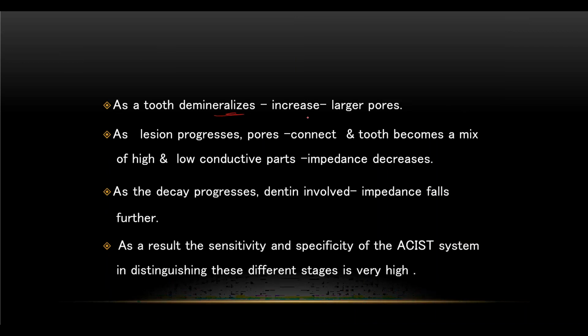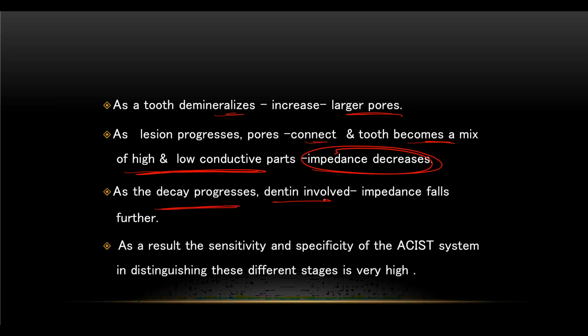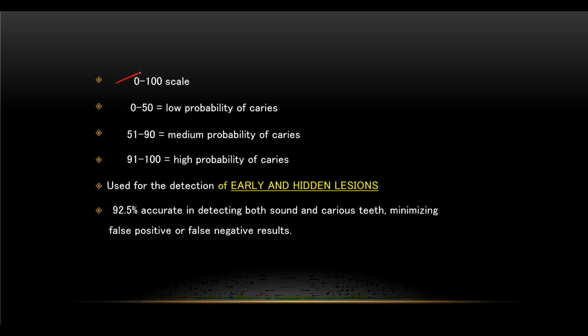As a tooth demineralizes, pores increase. These pores connect and the tooth becomes a mix of high and low conductive parts, and impedance decreases. As the decay progresses, dentine is involved, impedance further falls away. So the score also decreases. 0 to 100 scale is there. 0 to 50 is the low probability of caries. 51 to 90 is medium probability, and above 90 is the high probability. This is used to detect the early and the hidden lesions.